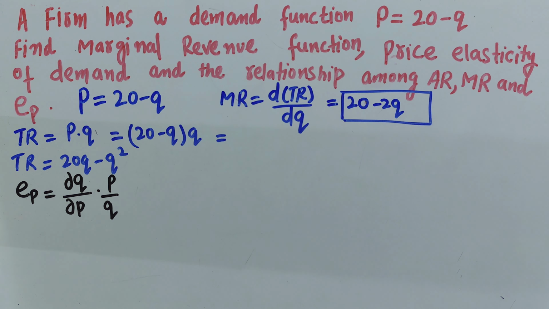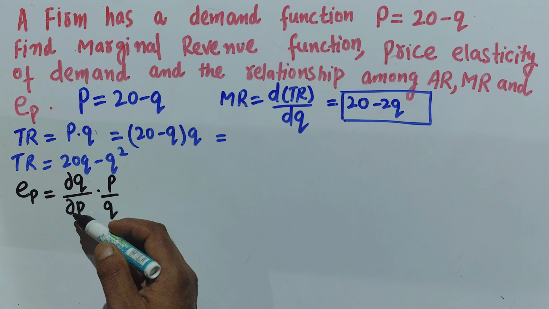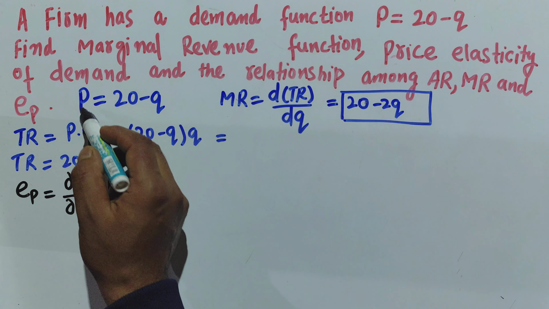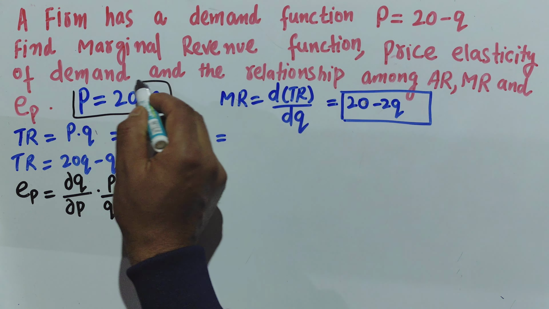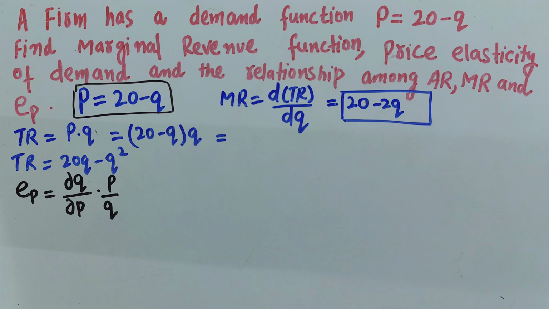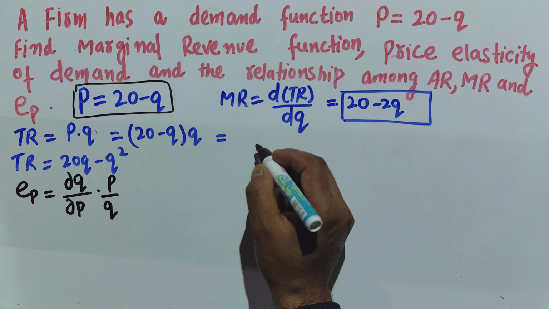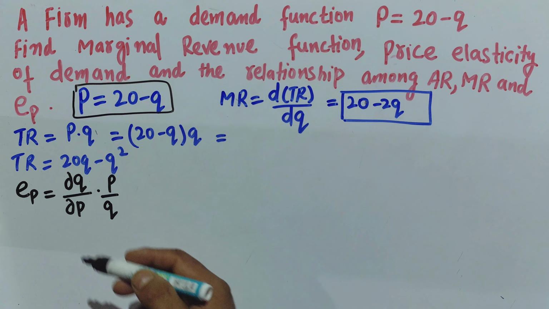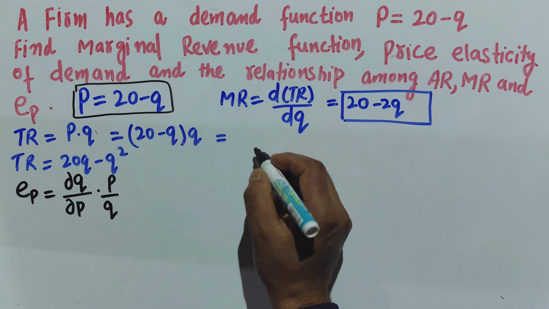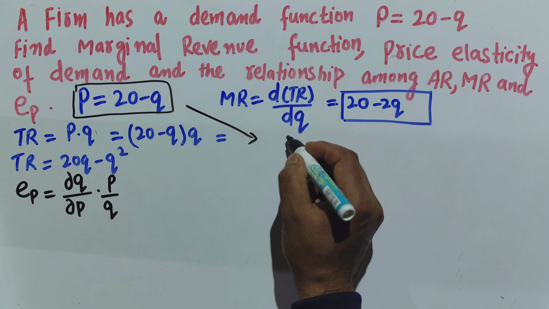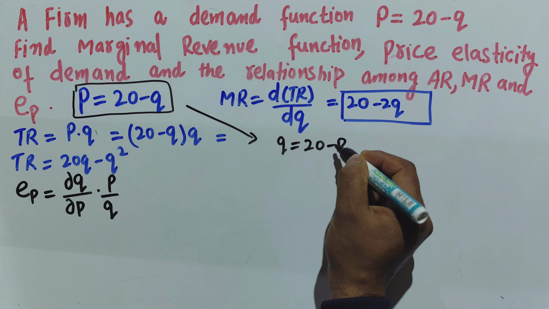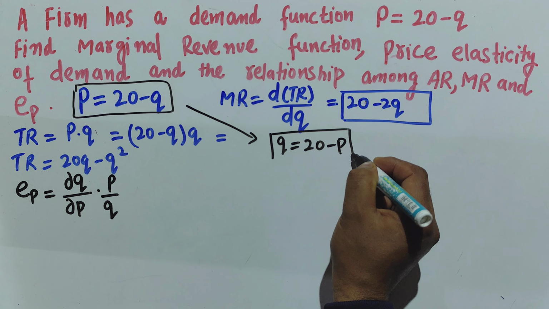Okay. So to find out dq upon dp, that is the derivative of the demand function with respect to p, we are being given the inverse demand function. We need to solve this for q first, to find out dq upon dp, the change in the quantity demanded due to the change in the price. So solving this for q, it implies q is equal to 20 minus P. So this is our demand function.